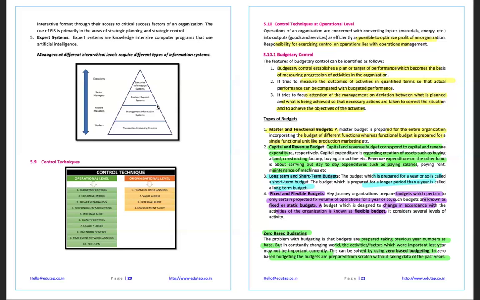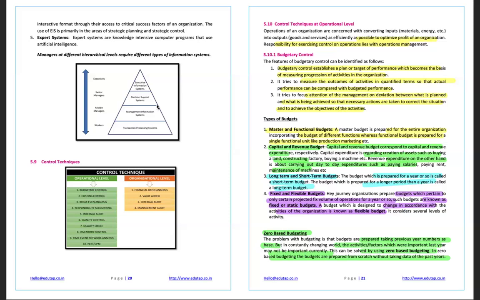टाइप्स ऑफ बजट्स क्या है? मास्टर एंड फंक्शनल बजट. मास्टर बजट है पूरे ऑर्गेनाइजेशन के लिए होता है. फंक्शनल बजट सिर्फ एक सिंगल फंक्शनल यूनिट के लिए होगा. कैपिटल एंड रेवेन्यू बजट. कैपिटल एंड रेवेन्यू बजट correspond to capital and revenue expenditure. Capital expenditure, creation of assets such as buying a land, construction factory. Revenue expenditure, on the other hand, is about carrying out day-to-day expenditures such as paying salaries, paying rent, maintenance of machine, etc.